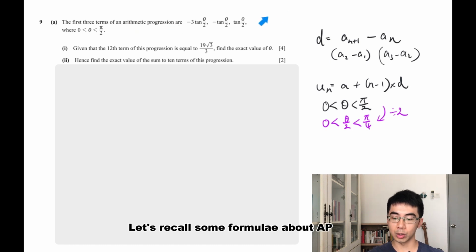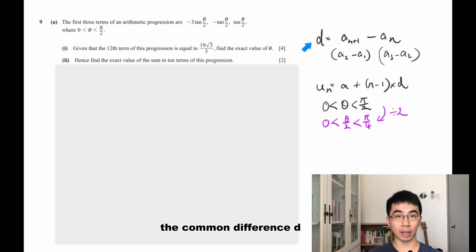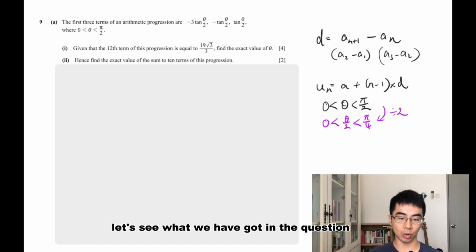So how about that? Let's recall some formulas about AP. The common difference d should be a_(n+1) minus a_n, so maybe we can use a2 minus a1 or a3 minus a2. And for the nth term, it is equal to a, the first term, plus (n minus 1) times the common difference. So now let's see what we have got.